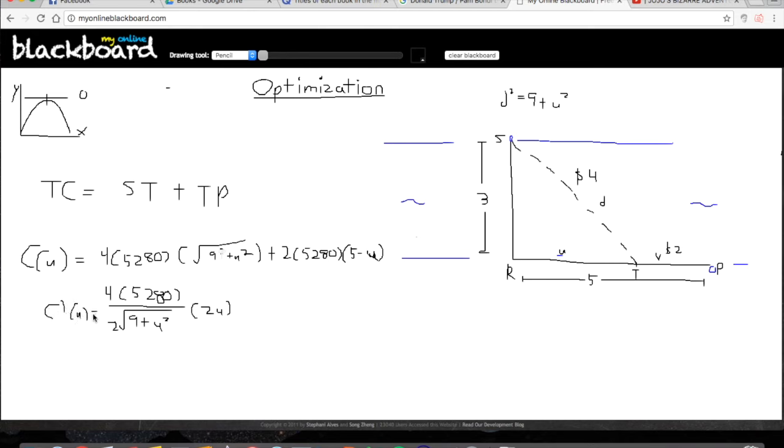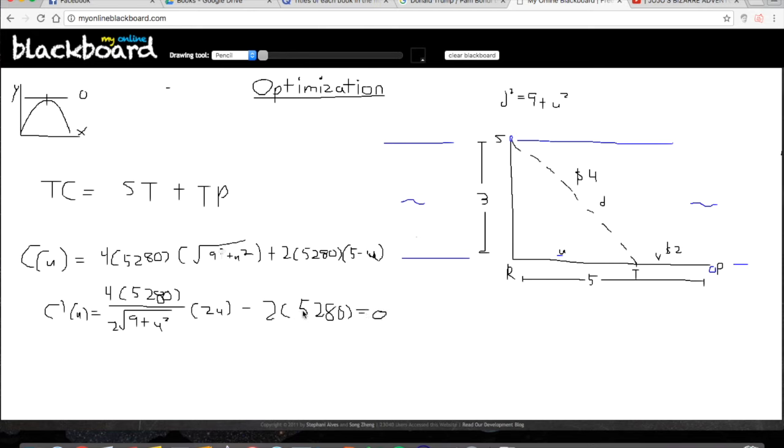And then now we're going to do the second one. So that's a constant. And the derivative of 5 minus u is just going to be negative 1. So we have minus 2 times 5,280. Now we want to set the derivative equal to 0.